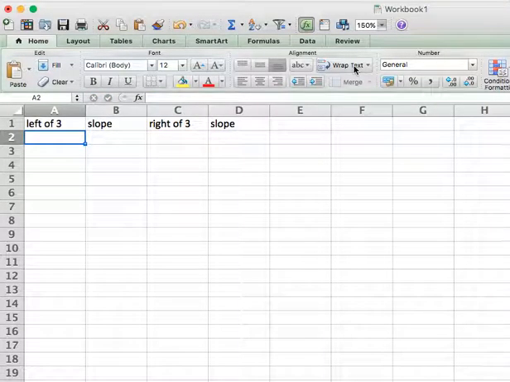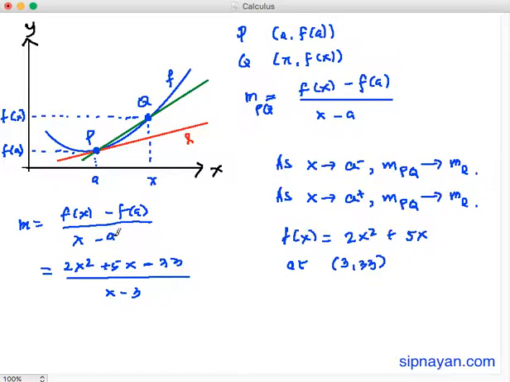So, ano ang mga nasa left of 3? Saan ba nanggaling yan? Baka nalito kayo, no? Nandito galing yan, no? So, ang x natin ay 3, di ba? 3. Tapos ang y natin, 33. So, ito yung x natin. Ito actually yung a natin. So, kung ito ay 3, ano yung mga nasa kanan ng 3? Yun yung mga 3.1, 3.01, and so on. Ano yung mga nasa kaliwa ng 3? 2.9, 2.99, and so on.